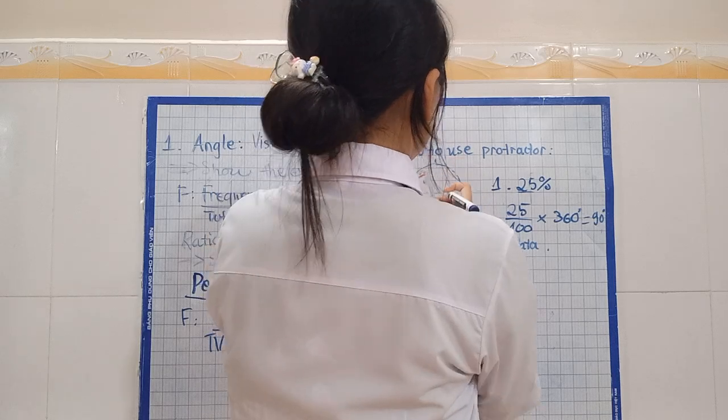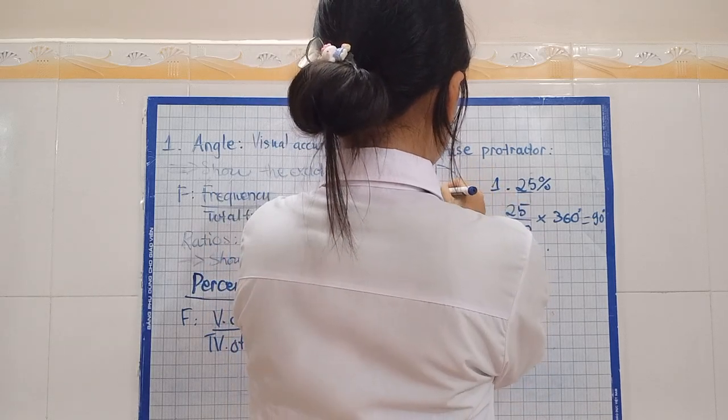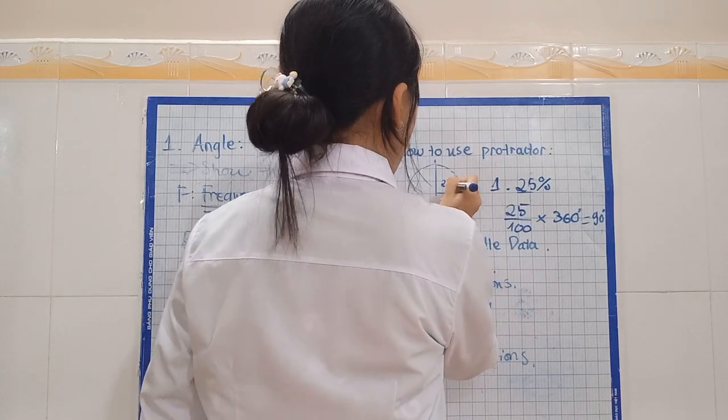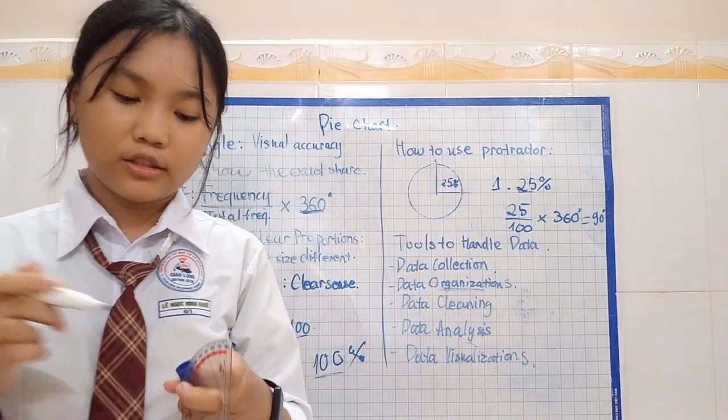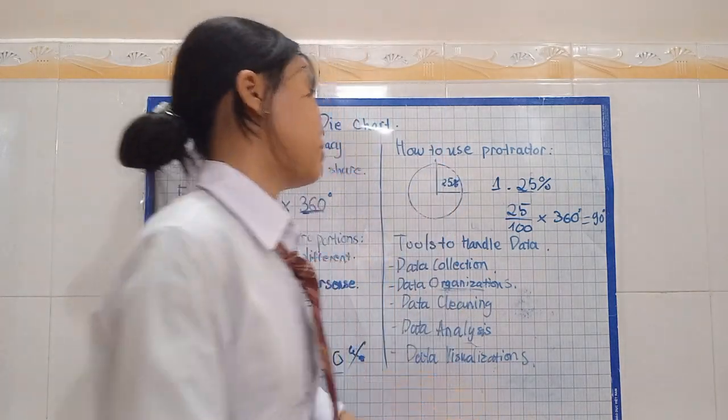And now you are going to connect them into the proportions, and write down the percentage, which is 25%. And you could color it into different categories that you have in your data. So that's basically how you use a protractor.